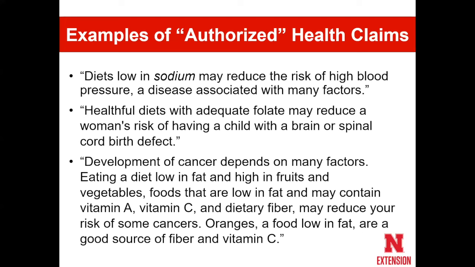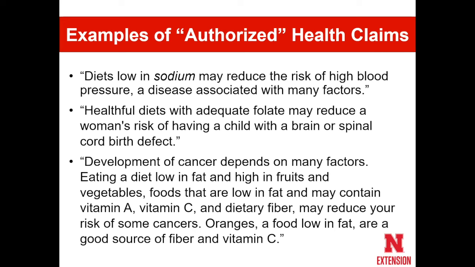So some examples of authorized health claims that are found on food labels are found in this slide. So one involves sodium and the reduced risk of high blood pressure. Another one involves healthy diets providing adequate folate to reduce the risk of brain and spinal cord birth defects that can be included on products. That's often found on things like enriched breads that contain additional folate to help reduce the risk of any spinal cord defects.